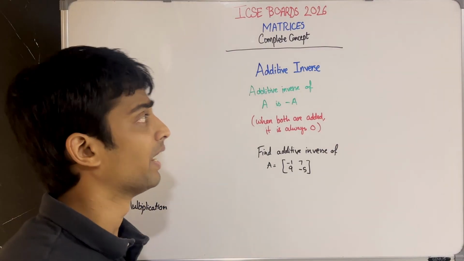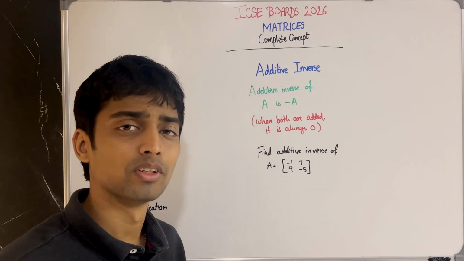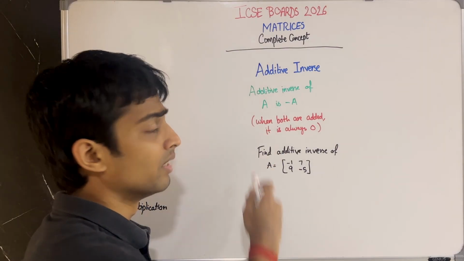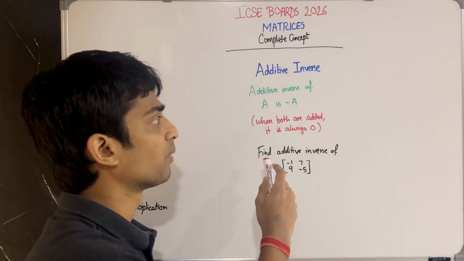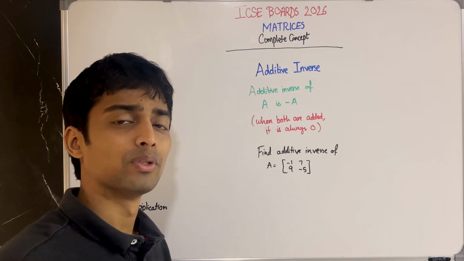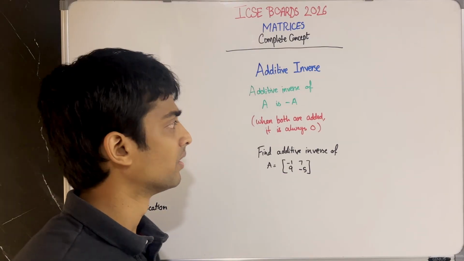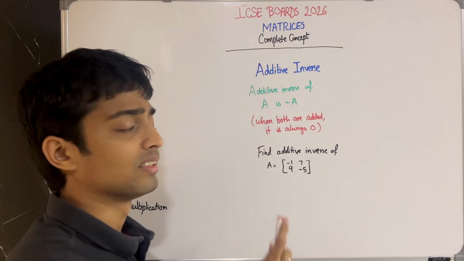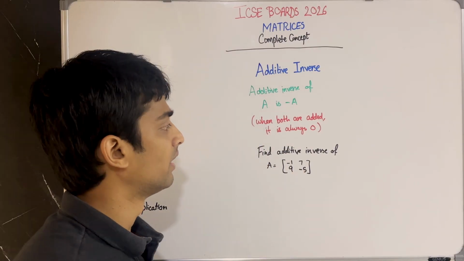Now next operation we have additive inverse. Additive inverse of a single matrix A is minus A. So minus 1 is multiplied with every element in that matrix. When both are added, the answer will always come as 0. Let's look at the sum.